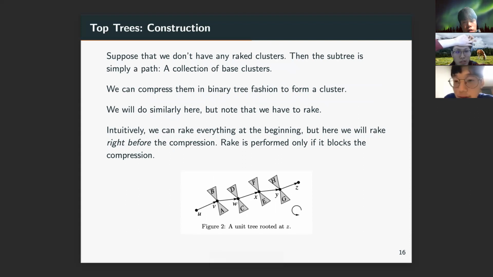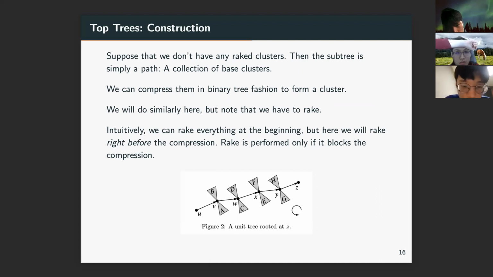If you don't have a rake cluster, then now it's just a good time for doing a compression, because if you don't have a rake cluster, it's the path, so you can just merge two adjacent ones and halve it, and merge two adjacent ones, halve it, repeat and repeat. So that kind of constructs a binary tree of compression.